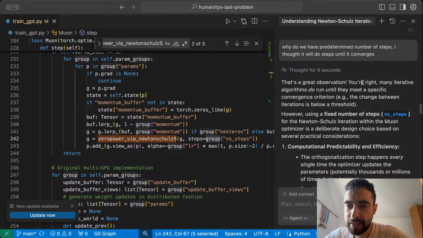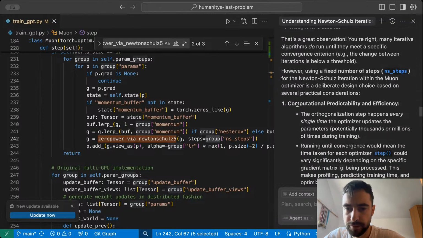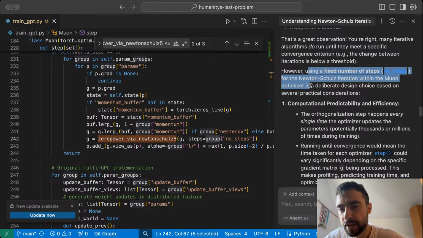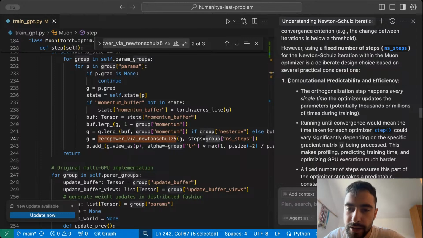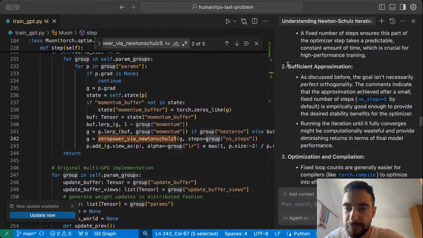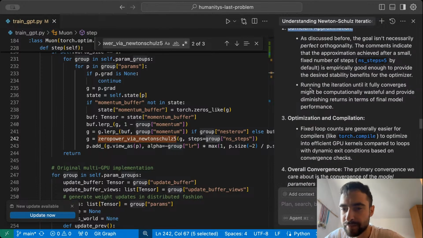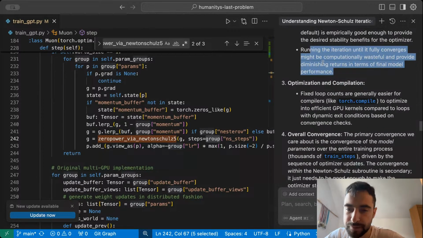You're right, many iterative algorithms do run until they meet a specific convergence criterion. The change between iterations is below a threshold. However, using a fixed number of steps for the Newton-Schultz iteration within the Muon optimizer is a deliberate design choice based on several things. Computational predictability and efficiency. Okay. Sufficient approximation. Okay. It's gonna converge sufficiently.